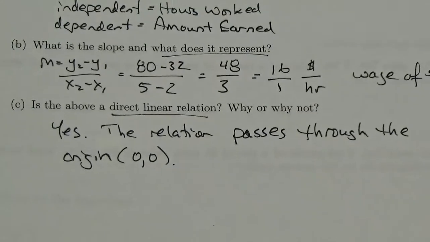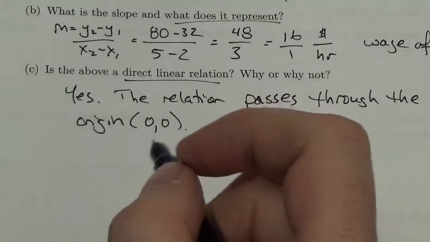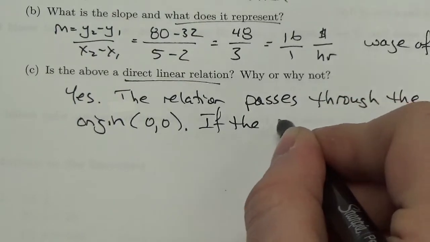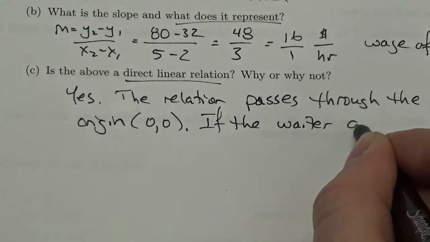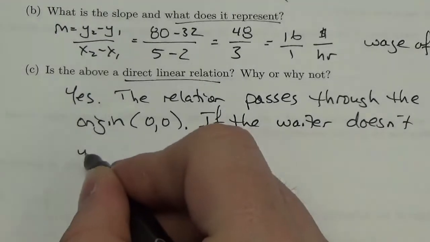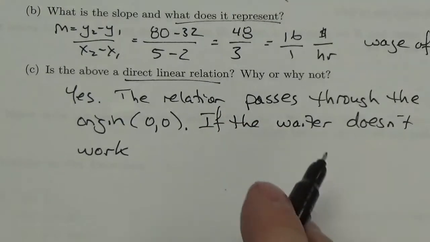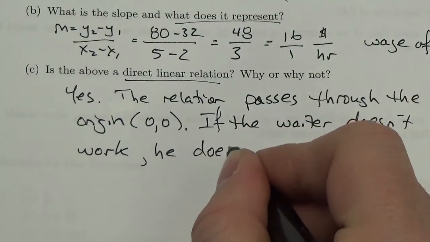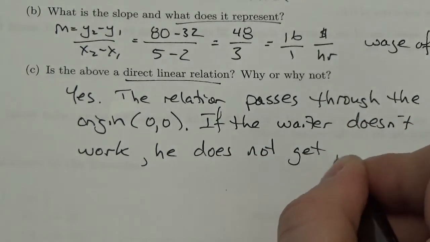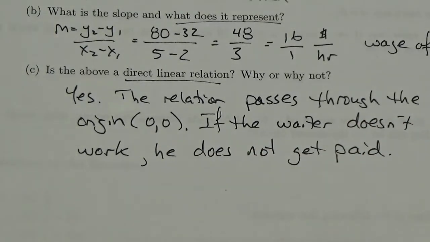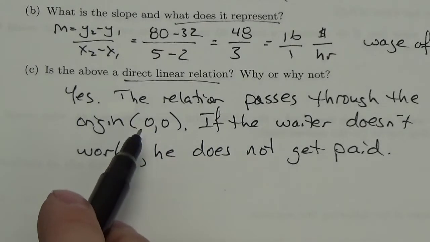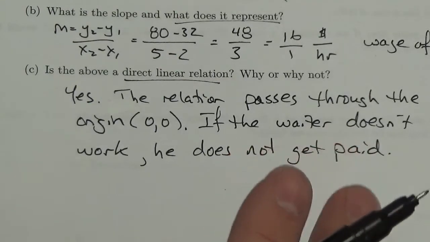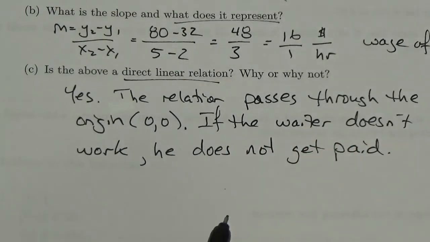If you're not entirely sure how I know that it goes through the origin, then we can just explain that. If the waiter doesn't work, in other words, the hours of work is 0, he does not get paid. That's it. No hours worked, no money earned. So the relation goes through the origin, and as a result, we call that a direct linear relation.